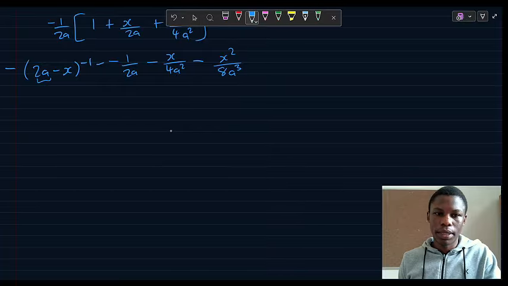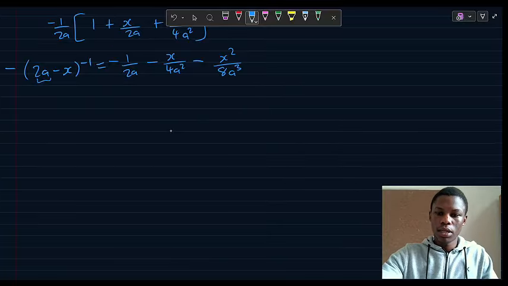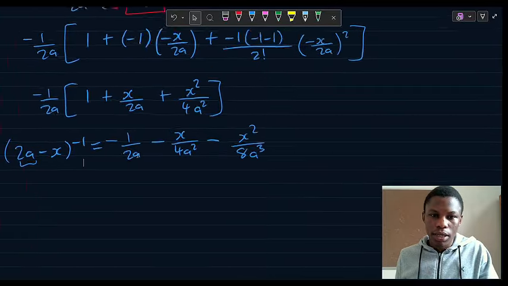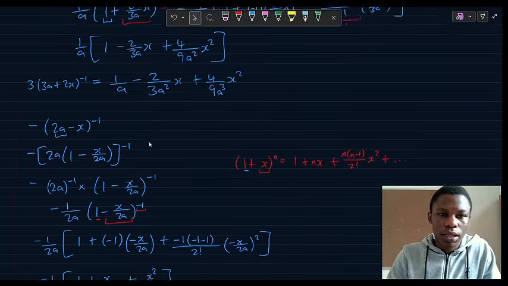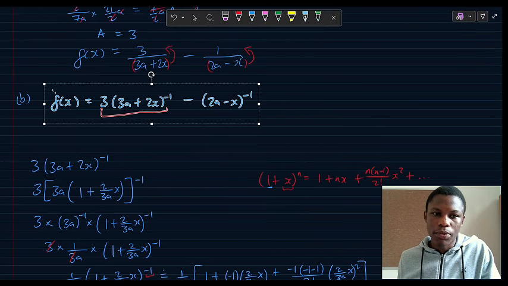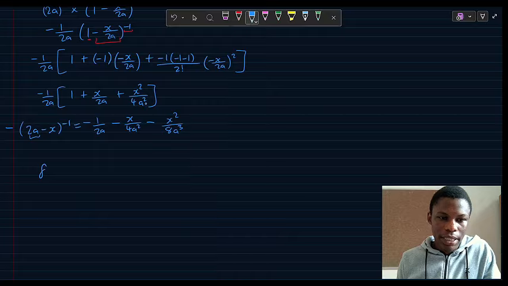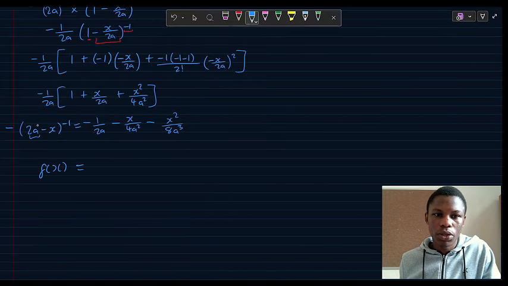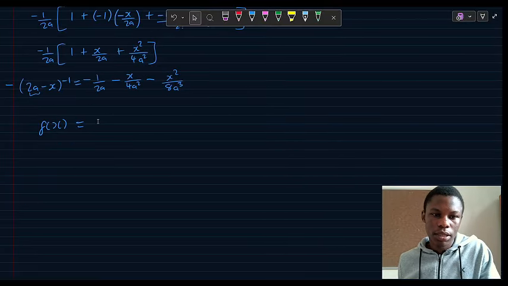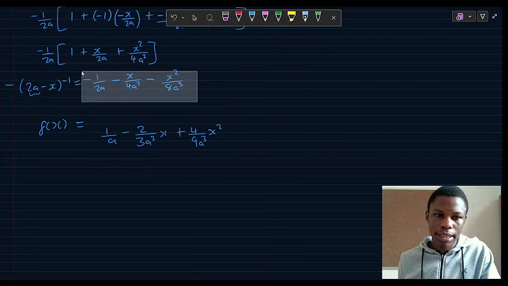Right, so that bit there is equal to negative 1 over 2a minus x over 4a squared minus x squared over 8a cubed. Okay, let's put everything together. So remember, f of x is just the sum of the two expansions that we've done. So that means f of x has to be equal to, where's our first expansion? This expansion here plus the second expansion here.